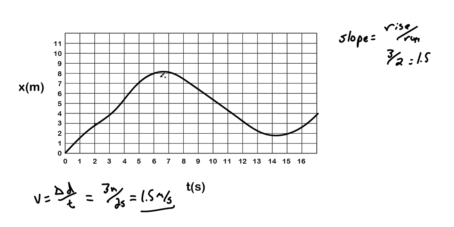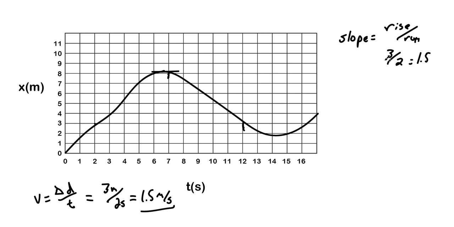Now here's an interesting point at the very top. So what happened here? At the top, the slope becomes 0. So if the slope is 0, our velocity is 0. It's at the very top, so we went up and we stopped. And now our slope is going down. So let's take a point from, say, right here to, let's run all the way down to here.